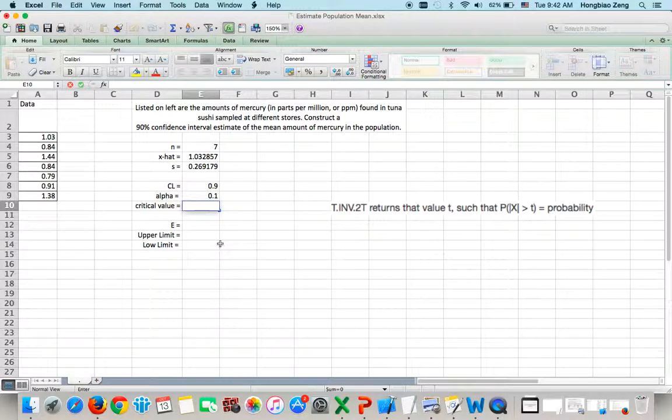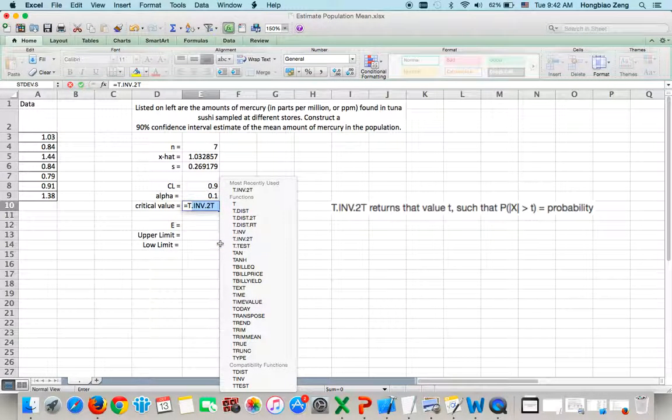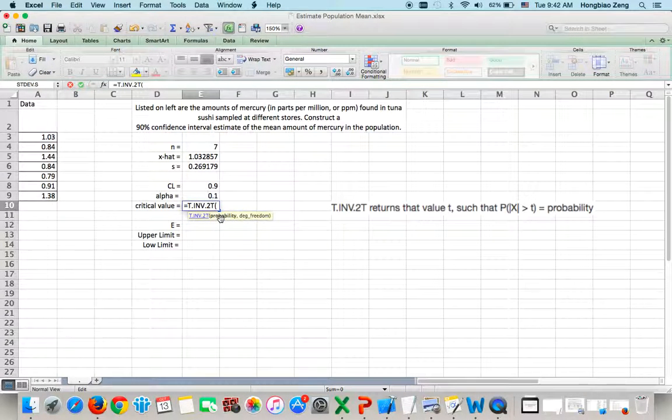For this we will use the student t distribution. So I will type the formula T.INV.2T. This function requires two arguments: one is the probability, one is the degrees of freedom. This function will return the value t such that the probability that the absolute value of x is greater than t is equal to the probability you give to it. So the probability you should give to it will be 0.1.